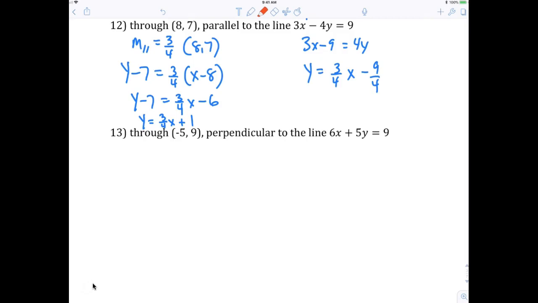All right, so here we go. For number 13, 5y equals -6x plus 9. Y equals -6/5 x plus 9/5. Does everybody agree? So far, so good? So the slope of the perpendicular would be what? Yep, 5/6.